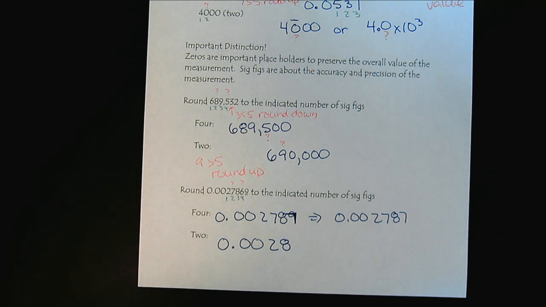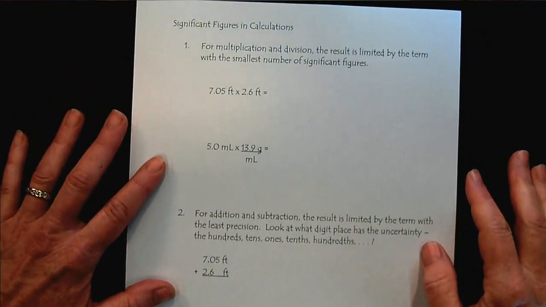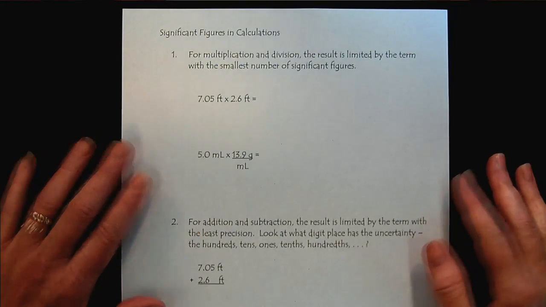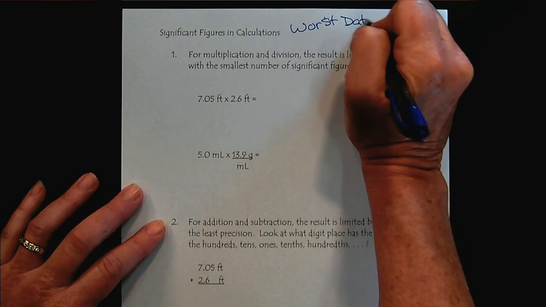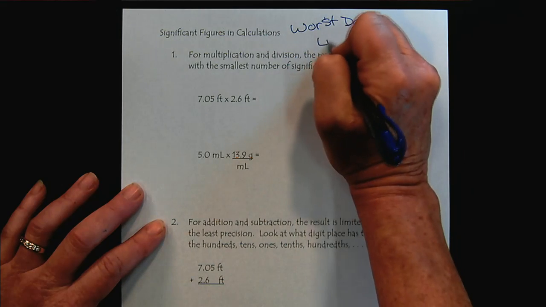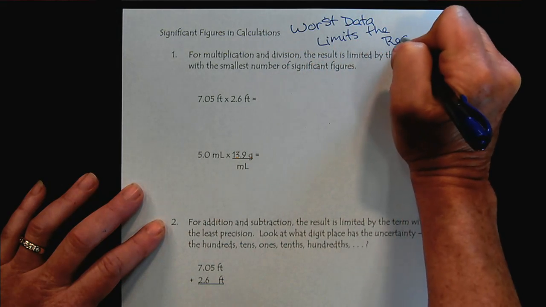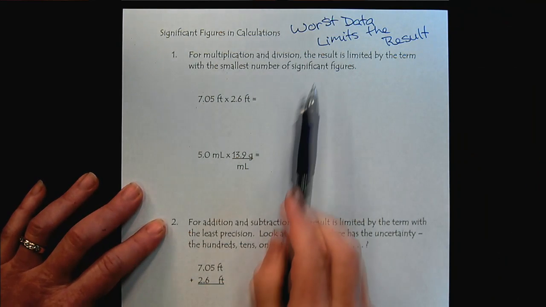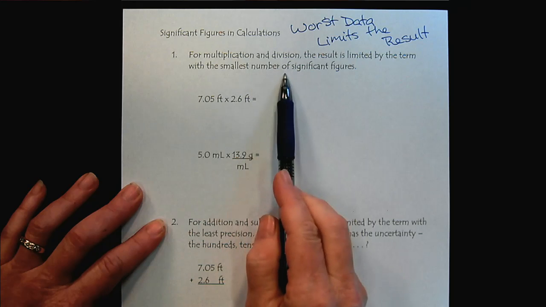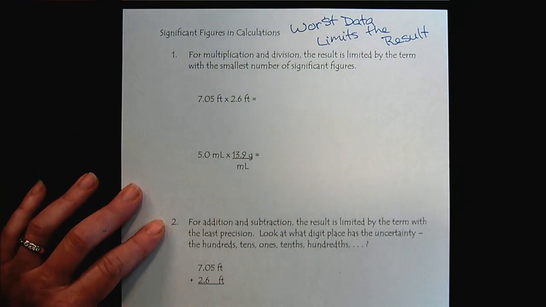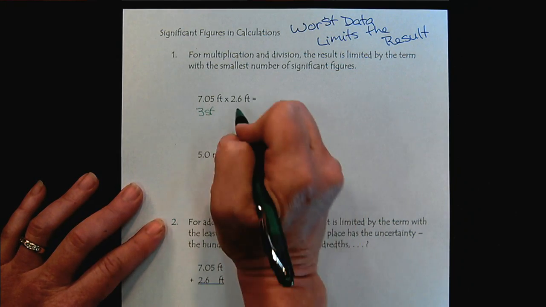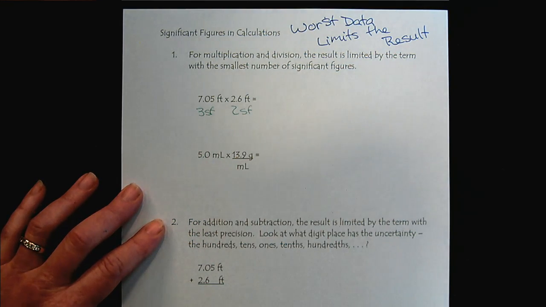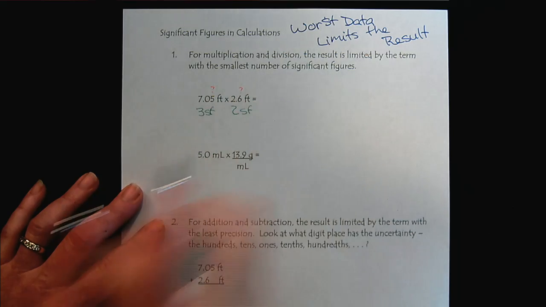Alrighty. Now that we've had some practice with significant figures, let's look at how they're used in calculations. Okay, so the guiding principle here is the worst data, the least accurate, the least precise, limits the result. So with multiplication and division, the result is limited by the term with the smallest number of significant figures. So if we look here, we see 1, 2, 3. So we have 3 significant figures in this first measurement, but we only have 2 significant figures in this second measurement, right? So significant figures are all about where we're guessing the values.